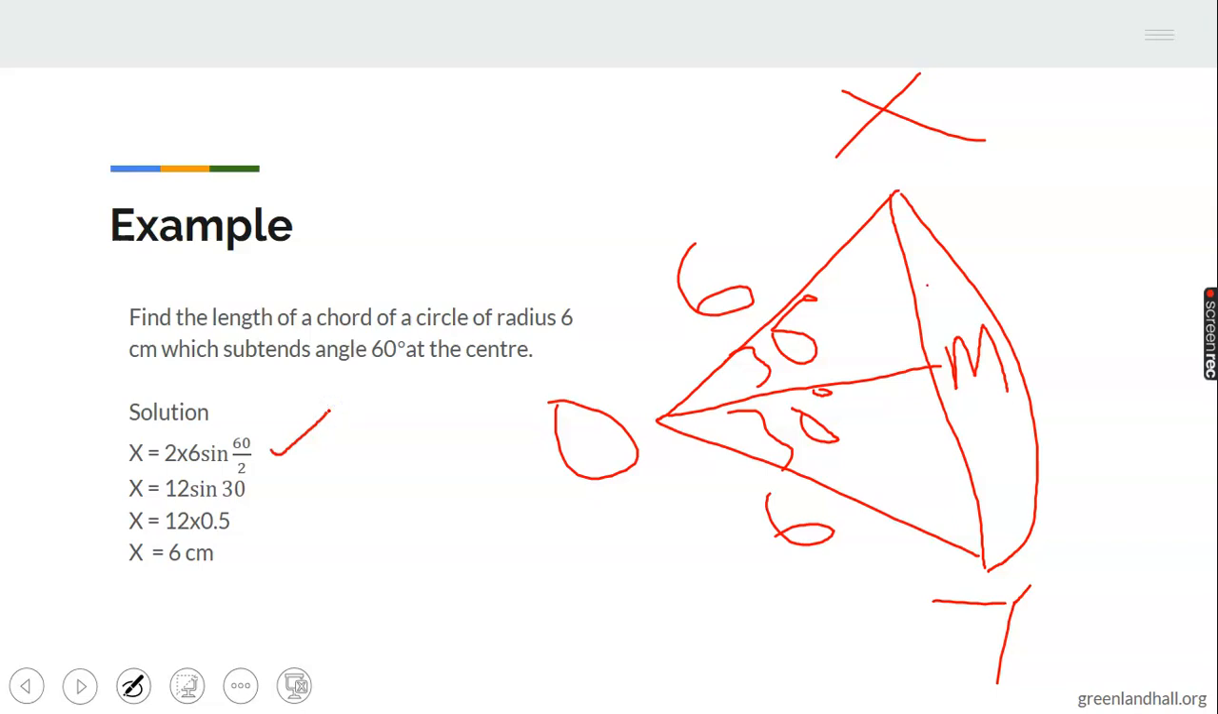This is 12 times sine 30. Sine 30 is half, that's 0.5. Multiplied by 12, it will be 6. So the whole of this length is 6. As you can see, here is 6.